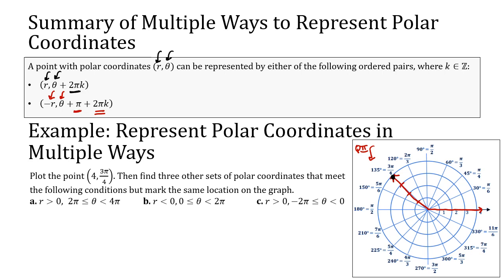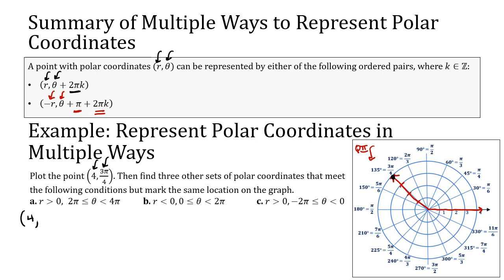Okay, so the next part of this says, find 3 other sets of polar coordinates that meet the following conditions, but mark the same location on the graph. Okay, so part A says that I want to have a radius that's greater than 0. Well, my radius of 4 is already greater than 0, so the 4 is not going to change. What is going to change is that my theta needs to get larger.